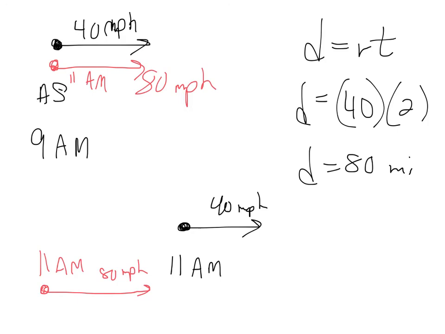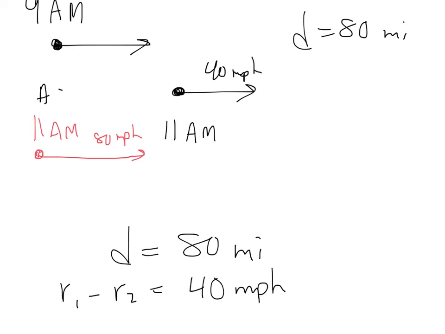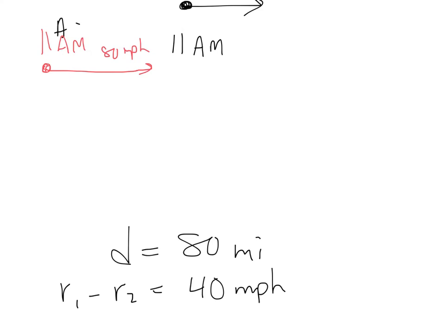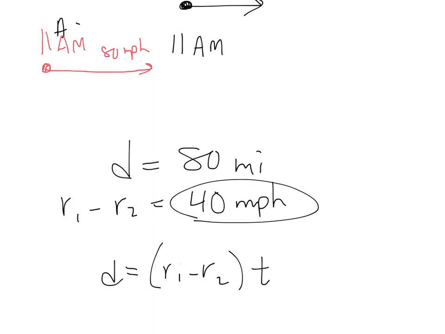How can I represent that mathematically? Here's what you could do. Watch. You could say the gap in this problem is 80 miles. The difference in the rates is 40 miles per hour. So the time it would take would be D equals RT, but R is really R1 minus R2, the change in the R values. Okay, this is not the speed of one of the trains, this is the difference between the speeds of the two trains.